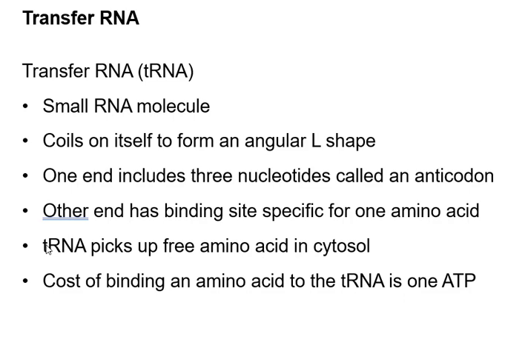To put an amino acid onto a transfer RNA, it costs one ATP. So you have to use the phosphate energy of tearing the phosphate off in order to put the amino acid onto the transfer RNA. And then once it's dropped off its amino acid, you've got to use another ATP to load another amino acid so you can keep reusing the transfer RNAs over and over again.